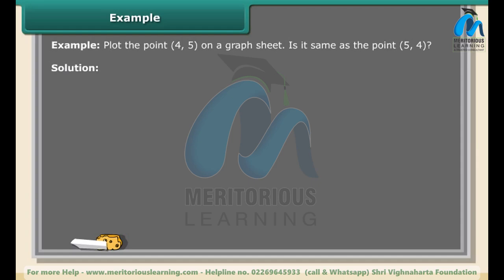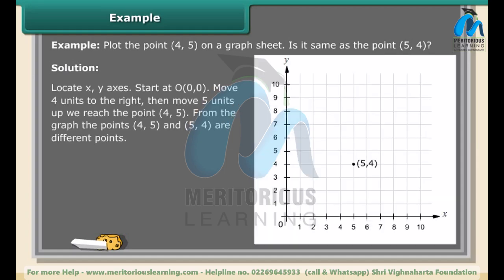Solution: Locate the x and y axes. Start at O (0, 0). Move 4 units to the right, then move 5 units up. We reach the point (4, 5). From the graph, the points (4, 5) and (5, 4) are different points.